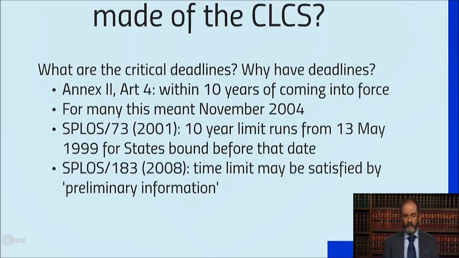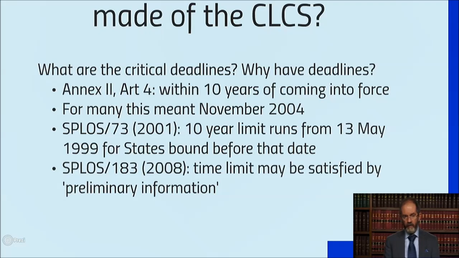But states, particularly developing states, became quite clear weren't even going to make that extended deadline. So Resolution 183 of 2008 simply says, look, even though the Convention and Annex 2 says that you're meant to be making a proper submission to the Commission on the limits of the continental shelf, just sending us preliminary information about where you think your outer limits are will stop the clock from running.